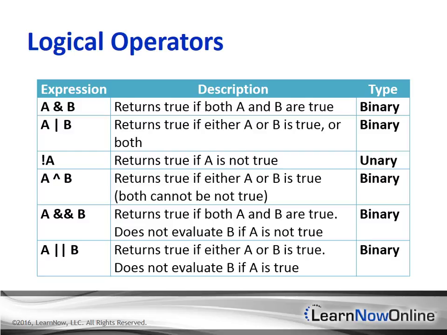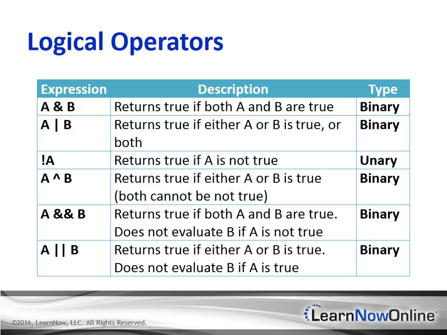A and B with two ampersands. This one is sort of interesting. It returns true if both A and B are true. So far, it's the same thing as A ampersand B. But it varies in that it doesn't evaluate B if A is not true. Now, the reason for that is that if A is not true, then the expression can't be true because both A and B have to be true. So it doesn't bother evaluating B.